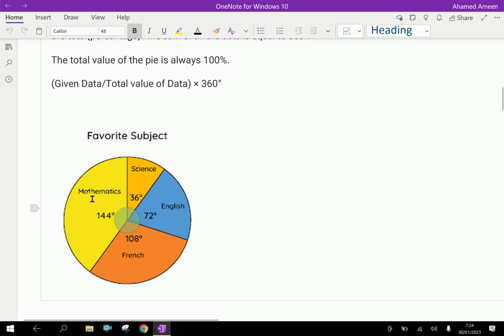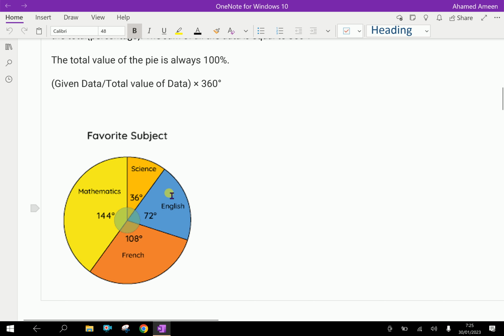For mathematics, the data divided by the total data into 360 gives 144, likewise for French. Now after collecting the data and calculating the angles, you have to draw a circle. From the center, you keep a protractor on one horizontal line. From that, for each degree you have to draw a line from the center to the circumference.